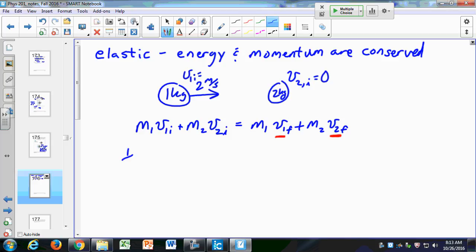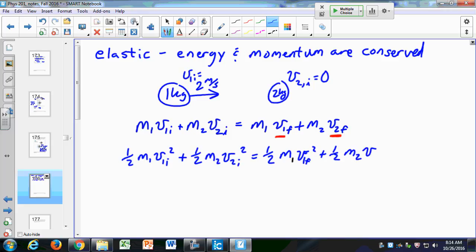But I also know that 1/2 m1 v1i squared plus 1/2 m2 v2i squared is equal to 1/2 m1 v1f squared plus 1/2 m2 v2f squared. So now I have two unknowns, two equations. These are two independent equations, so I can solve them for those two unknowns. Okay?